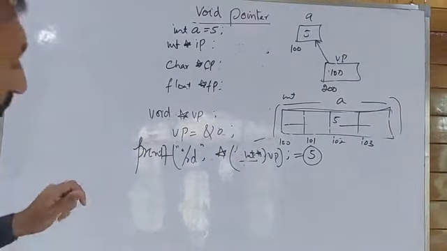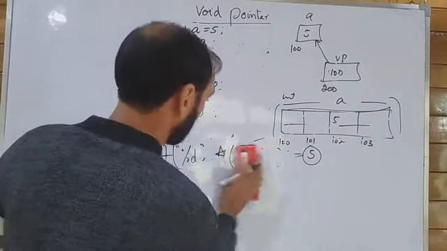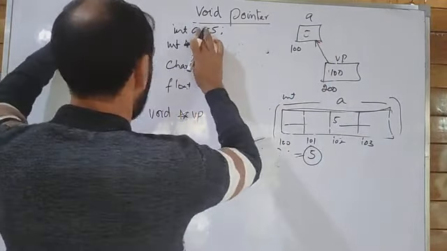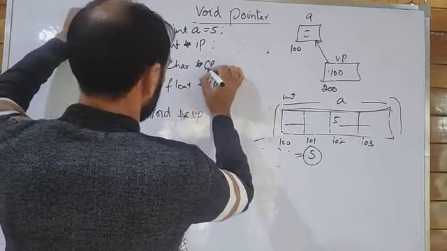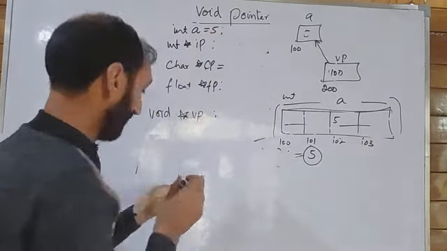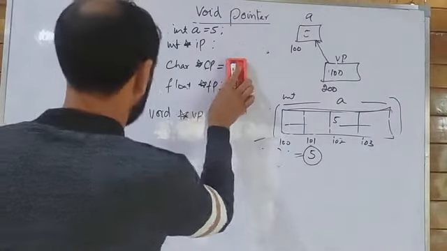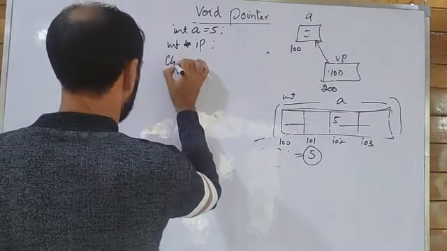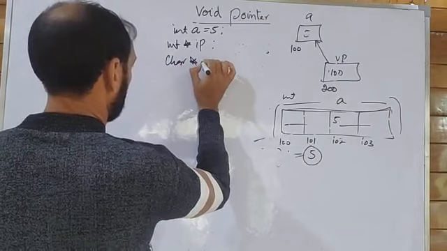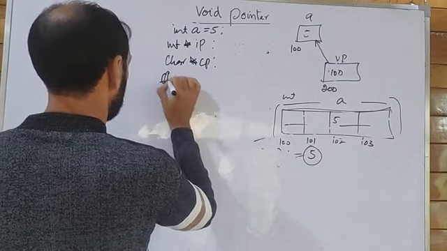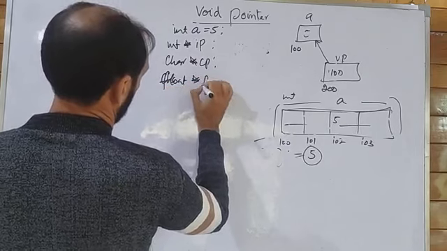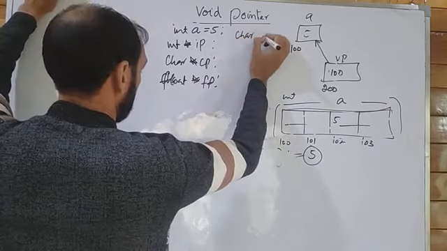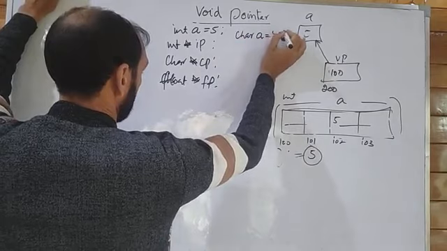For example, suppose we declare a char pointer cp and a float pointer fp, and a equal to '0'.